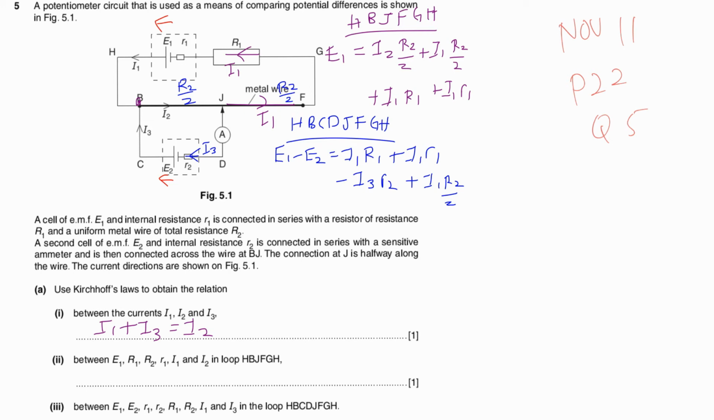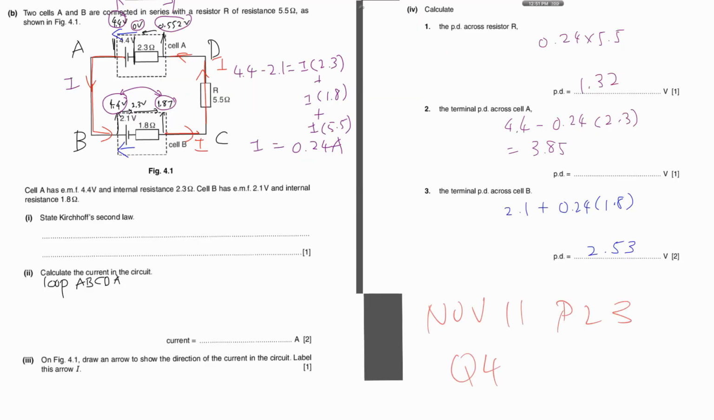And finally for this, I'm traveling same as current. So what's my PD? I1 times R2 over 2. Okay, that's how you use Kirchhoff's second law. Now for this question, you have actually two cells, but do you notice that this 4.4 volts and 2.1 volts, which is bigger? Catherine, which is bigger? So how will current flow from 4.4 to 2.1 or 2.1 to 4.4?